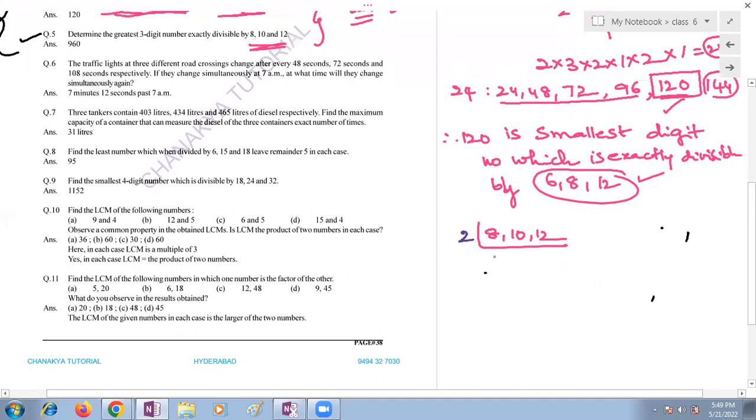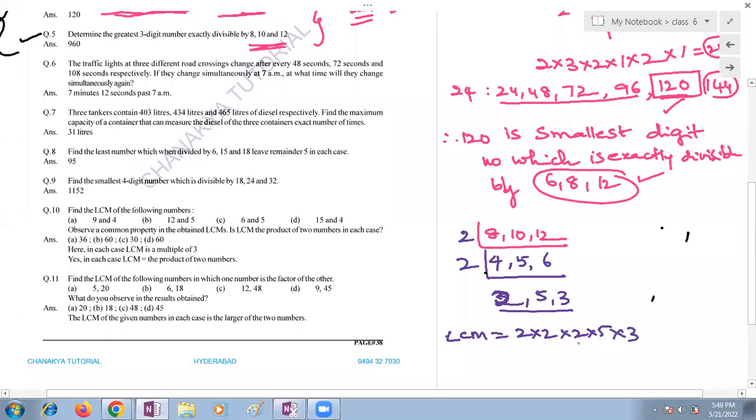In the 2 table, 2 fives are 10, 2 sixes are 12. Now 2 twos are 4. So all are prime numbers: 2, 5, 3. The LCM of 8 is 2 into 2 into 2, then into 5 into 3. This is 120.